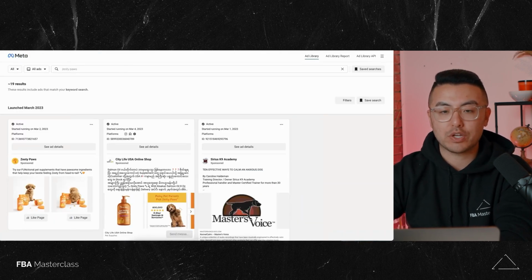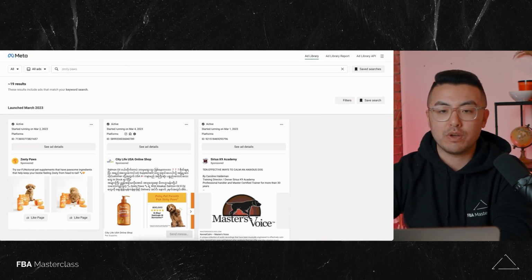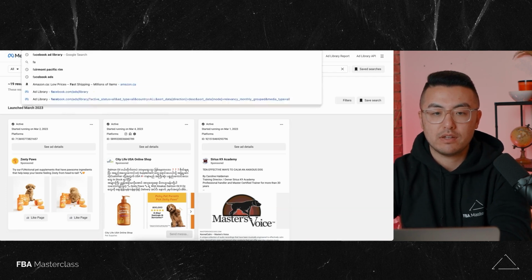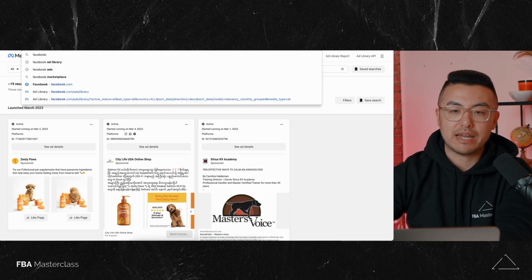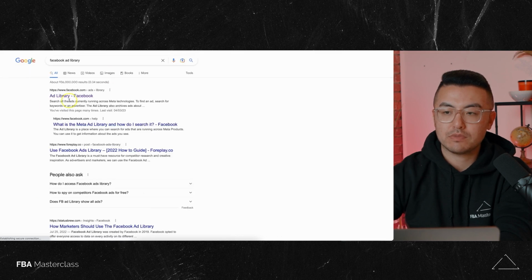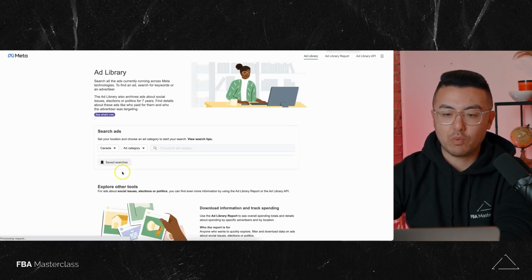I think this is a really cool tool that a lot of people don't use. Basically, you can go to Facebook Ad Library. Simply type that into Google and click on the very first link. You have to make sure that your ad blocker is off for this page. And basically from here, what you want to do is click All.